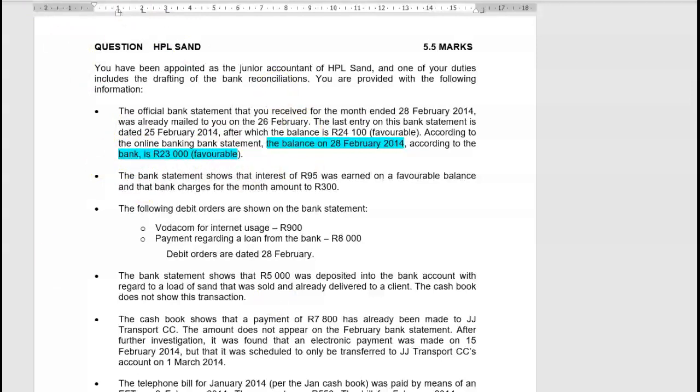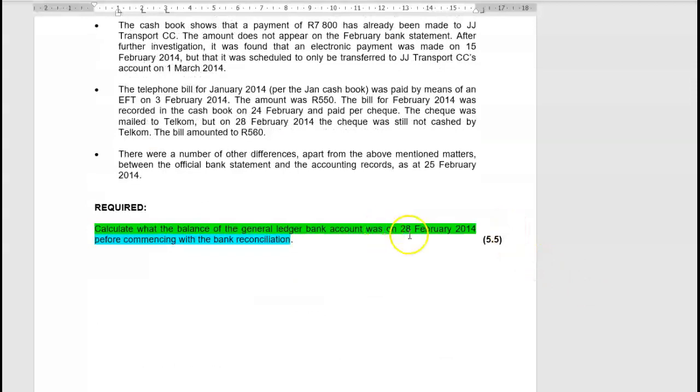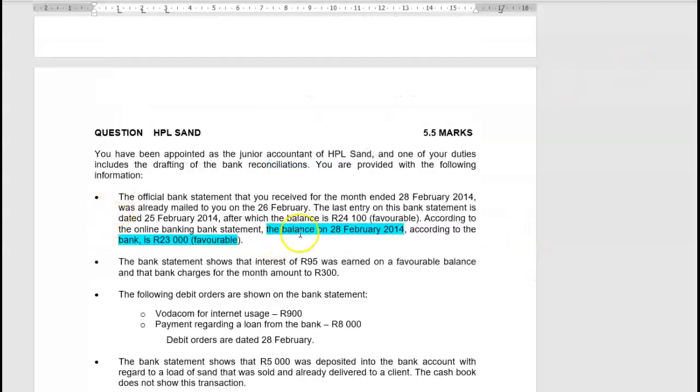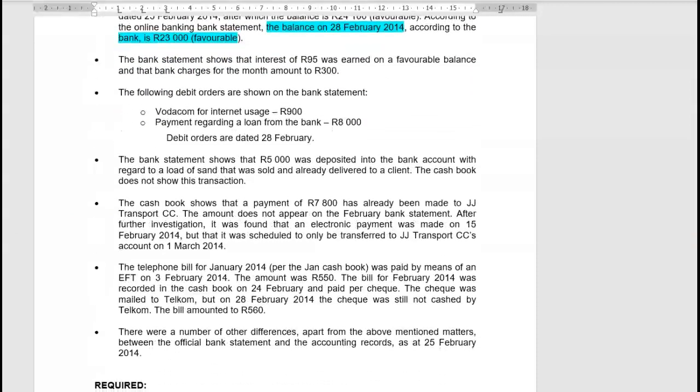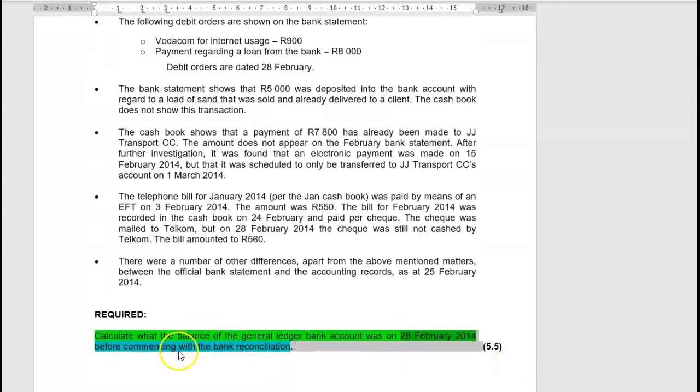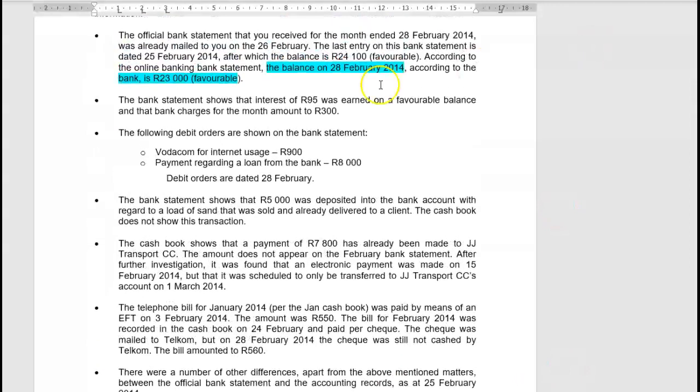Guys, I'm busy with my bank account on the 28th of February, just before the bank reconciliation is started. So obviously I'm going to work with the latest balance as per the bank statement. So I'm going to start with the balance as per bank statement, 23,000 Rand. Now remember what I'm trying to do here. I'm not trying to do a bank reconciliation.